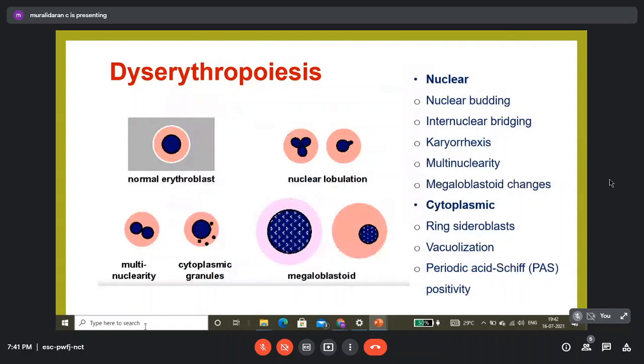So what are the features of dyserythropoiesis? We can divide them into two broad categories, nuclear and cytoplasmic. In the nuclear category, we can have nuclear budding, karyorrhexis, internuclear bridging, and multinuclearity. We can also see megaloblastoid changes. In the cytoplasmic category, we have ring sideroblasts, vacuolization, and if you do a PAS stain, we can have PAS positivity in the cytoplasm.